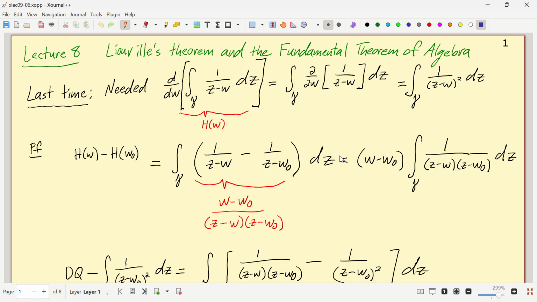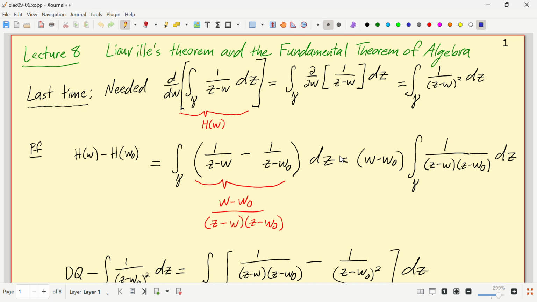But before I dive into that, last time I needed this fact that you can differentiate under the integral sign of a simple thing like I have there. I needed that in proving the Cauchy integral formula on a disk. And I didn't do it last time because it was a homework problem. I wanted you to experience working on that.